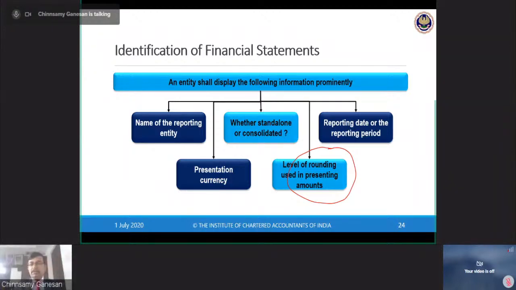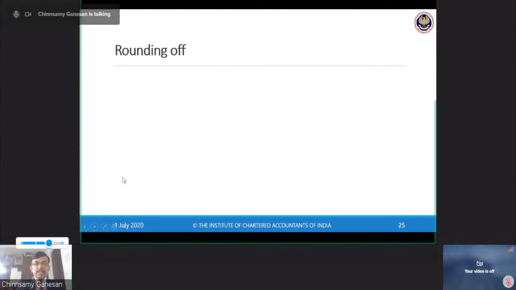So if I have used lakhs in the balance sheet, P&L should also be in lakhs. Cash flow should also be in lakhs. Statement of changes in equity should also be in lakhs. Even your notes should also be in lakhs. So you cannot have full numbers for notes and some other numbers for your balance sheet. It's not possible. So this is one thing where you have to be a little careful.